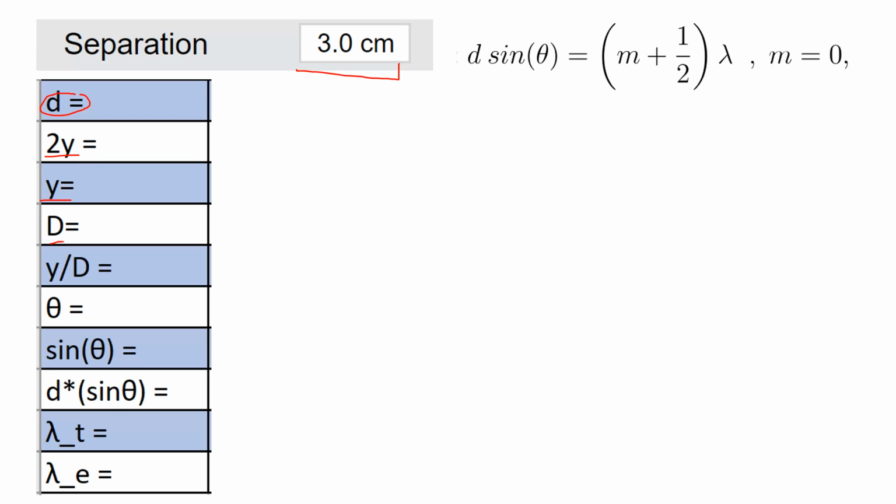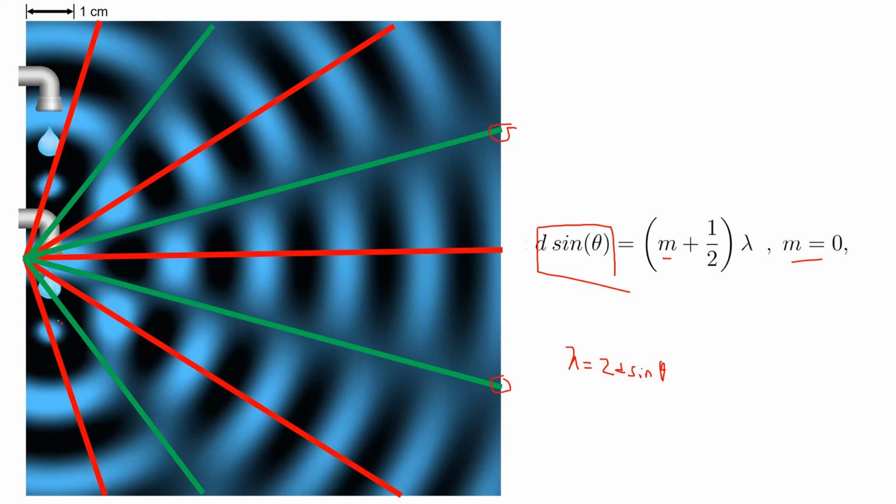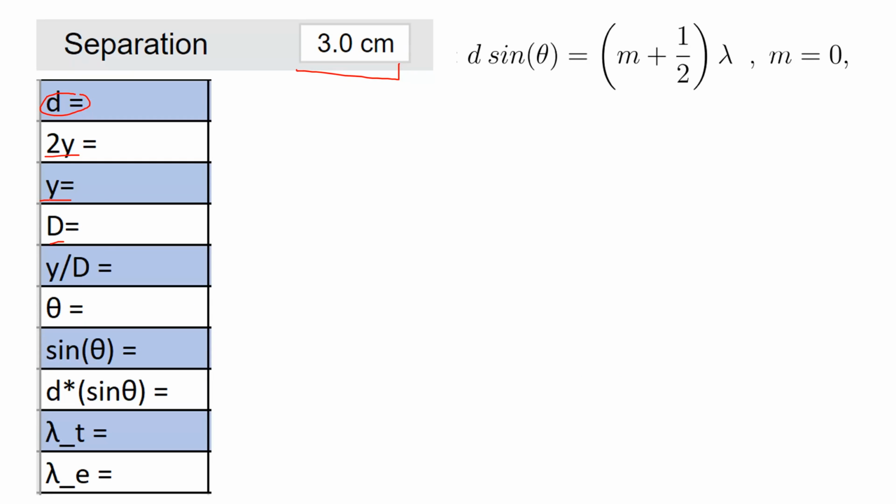Then we need to get D. D is the distance from the source, which will be this right here, to the point we're measuring, which will be this one right here. This distance is D. It's not exactly from the source, it just has to be on this line from the source. Now, y over D is actually the tangent of theta. So, to get theta, we can simply use the arctangent of this formula.